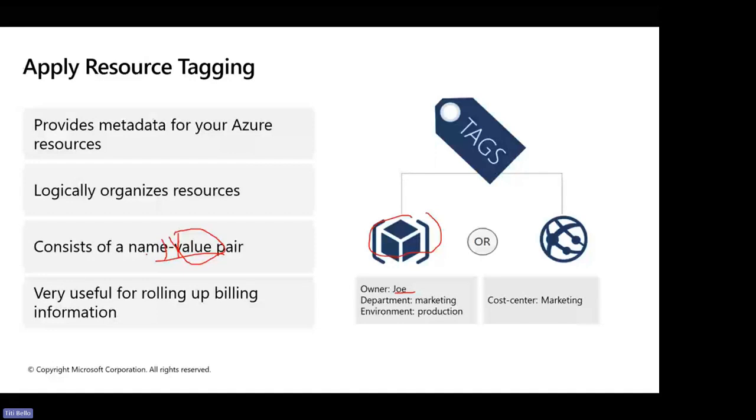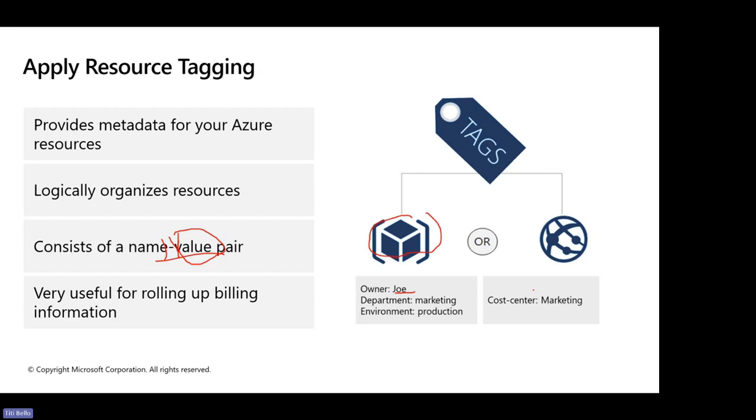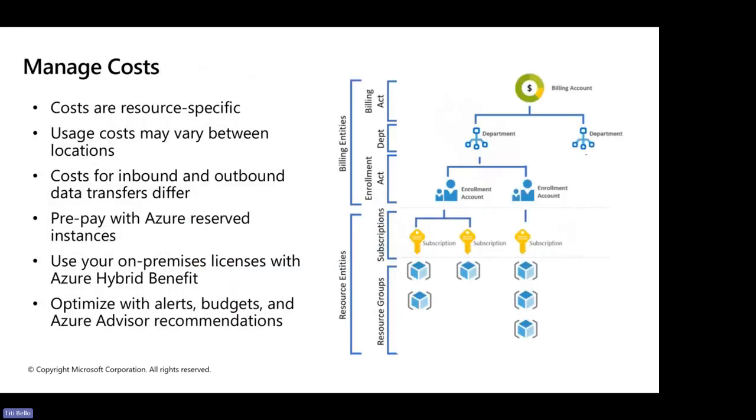So let's say in the previous slide, we did not even create subscriptions for different people, but we created a resource group, or as we are creating resources, we are tagging them like we did here. We are tagging them. Owner is Joe, which department is Joe, marketing. Which environment is this resource hosted in? It is in the production environment. So if we want to check, that will bring me to the next page.